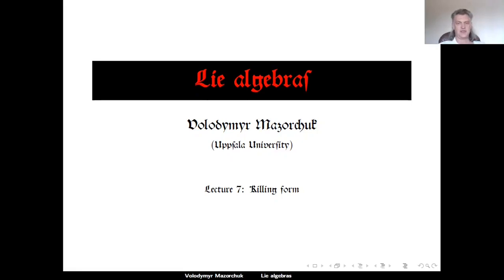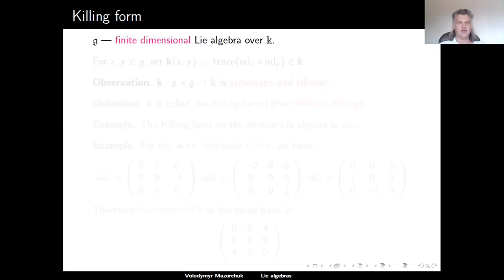In today's lecture, lecture number 7, we will talk about the Killing form. Throughout the lecture, G denotes a finite dimensional Lie algebra over a field K. For two elements x and y in G, define the scalar denoted by K of x, y as the trace of the composition of the adjoint operator associated with x and the adjoint operator associated with y.